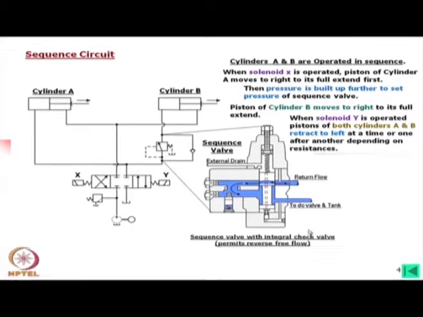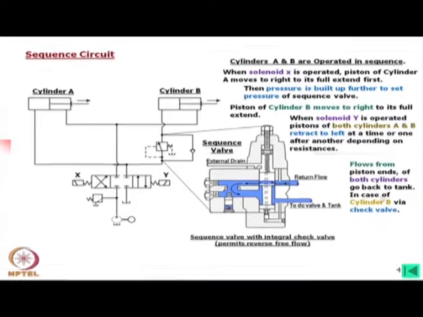Sometimes we may need to operate cylinder B out of sequence. In that case, this path is connected. Now, flow from the piston ends of both cylinders goes back to tank, in the case of cylinder B via the check valve. So, this is for the return path, I have written this note.